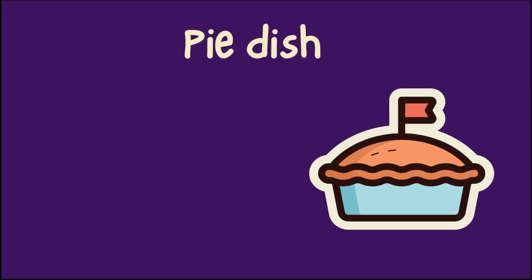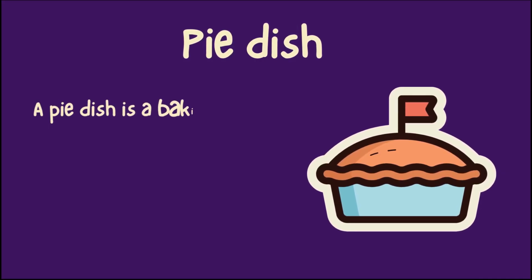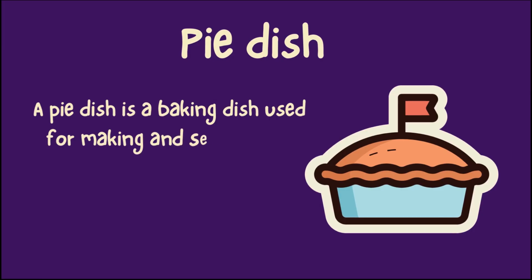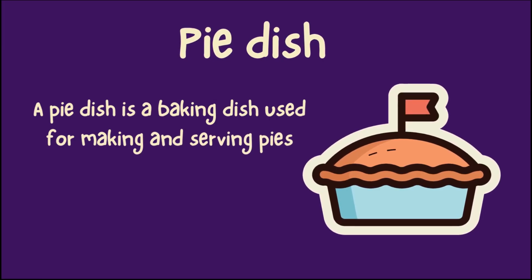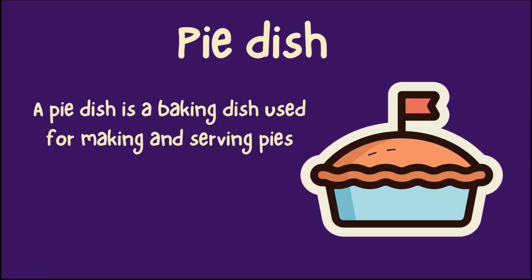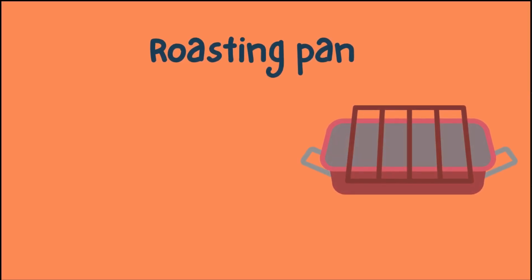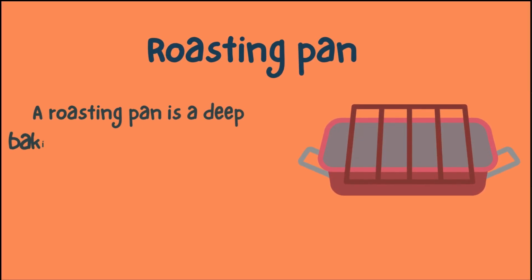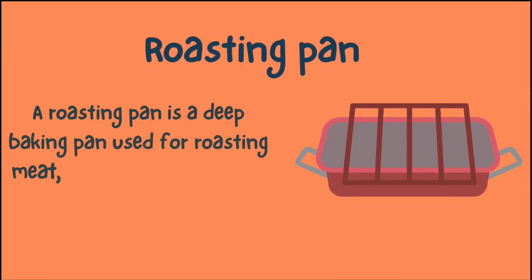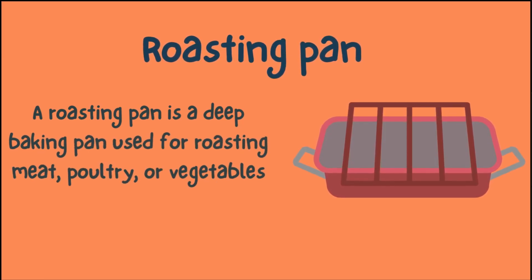Pie dish. A pie dish is a baking dish used for making and serving pies. Roasting pan. A roasting pan is a deep baking pan used for roasting meat, poultry, or vegetables.